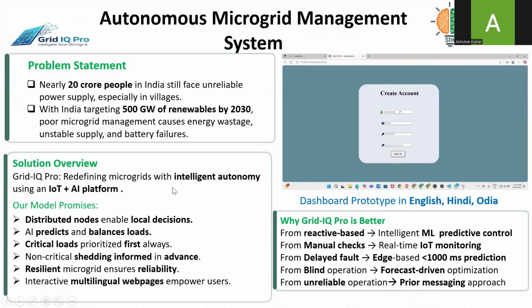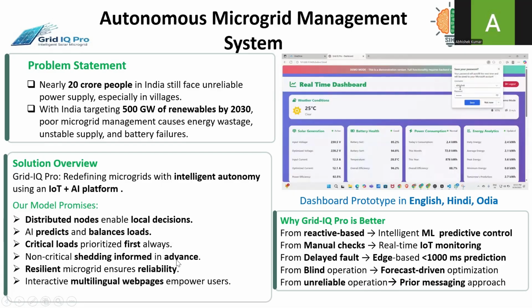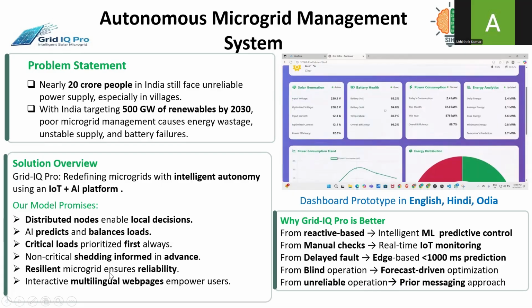Grid IQ Pro redefines microgrid generation and distribution of renewable energy with intelligent autonomy using an IoT and AI platform. Here we are using a distributed node approach, and the AI predicts and balances our nodes. The critical nodes are always prioritized first, and load shedding is informed in advance through SMS, and the resilient microgrid ensures reliability. Interactive multilingual web pages empower our users.